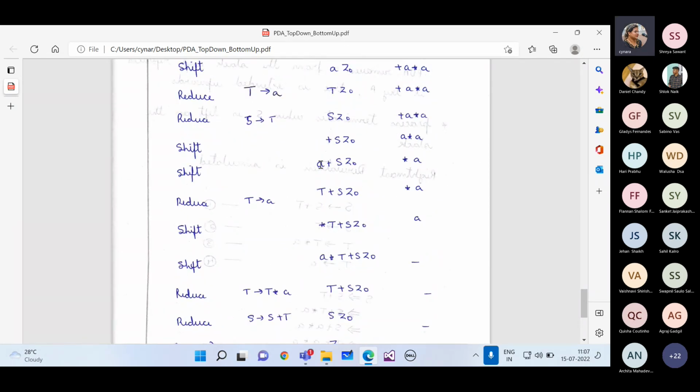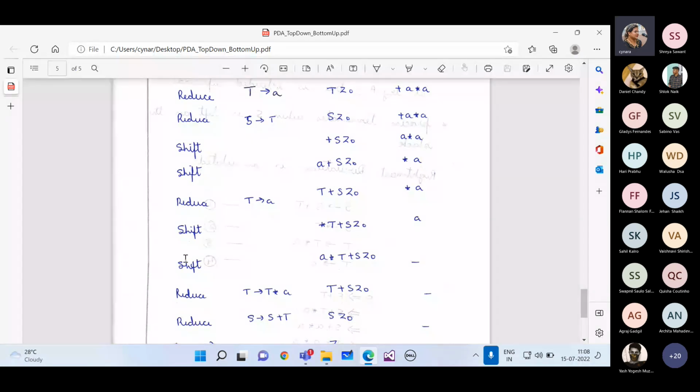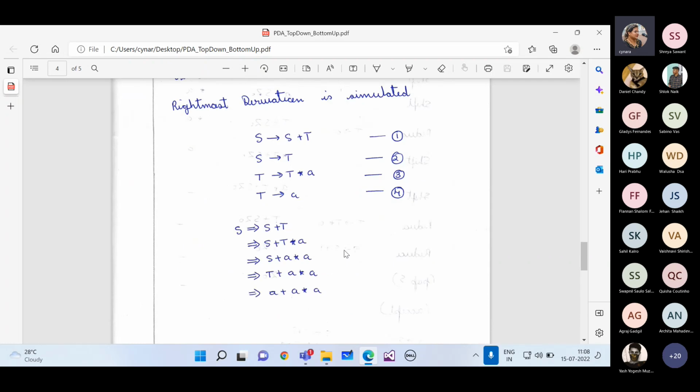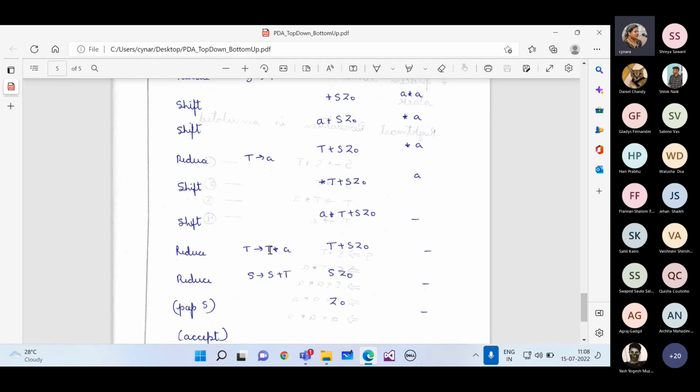Now this A, you again use the reduce operation, replace this A by T. So you have T plus S. T plus S, you already converted into non-terminals. Next, you shift star onto the stack. So I have written a shift operation here. Again, A onto the stack, I have used a shift operation here. Now, if you see, there's an operation T into A giving T. That's the third production. So T into A gets reduced to T.